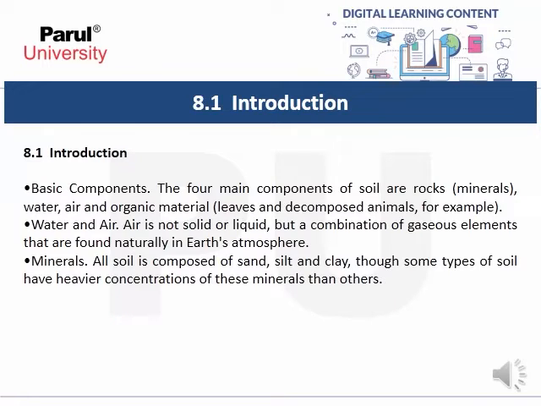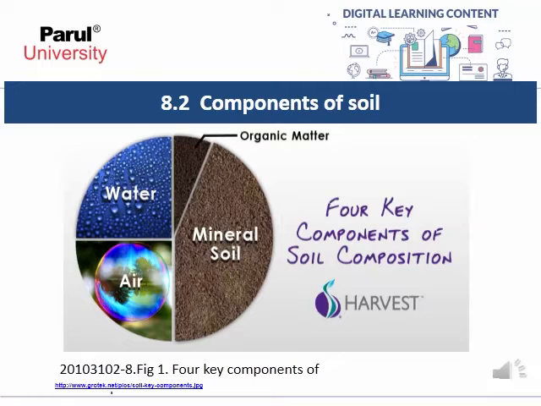Though some types of soil have heavier concentrations of these minerals than others. It is a figure of the components of soil. So you can see that mineral soil is greater as compared to organic matter. Water and air portions have 25% each, mineral matter 45% and organic matter only 5%.